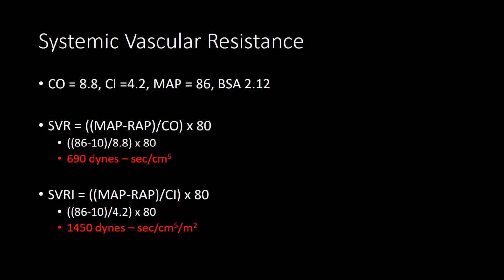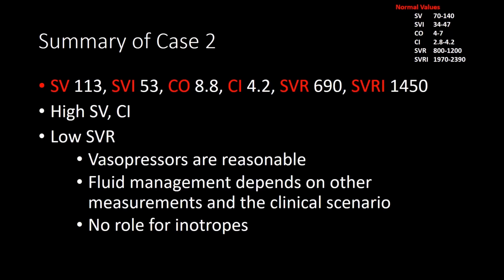They're both basically 10. So to summarize case 2, we have a stroke volume of 113, an SVI of 53, a cardiac output of 8.8, cardiac index of 4.2, and an SVR of 690, and an SVRI of 1450.